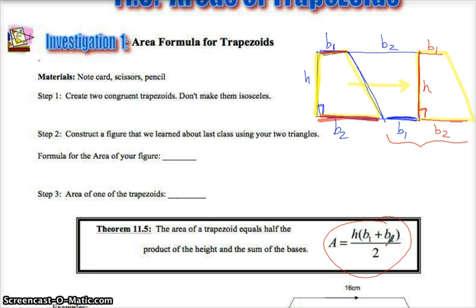So where is that coming into play? Well, we don't want 2 trapezoids. We only want one of them, so we have to divide that in half. Right? So think about that.